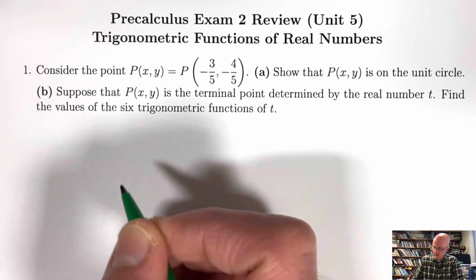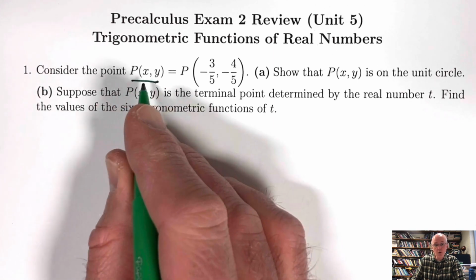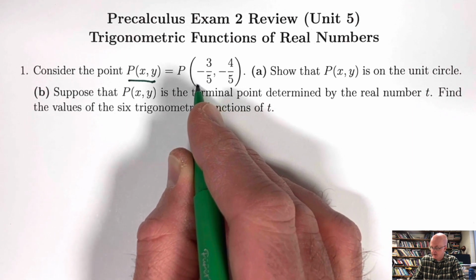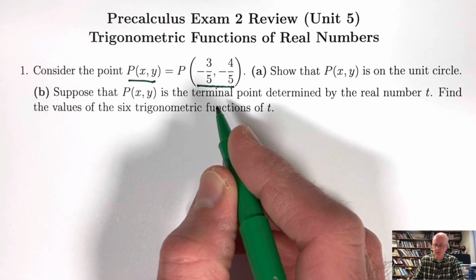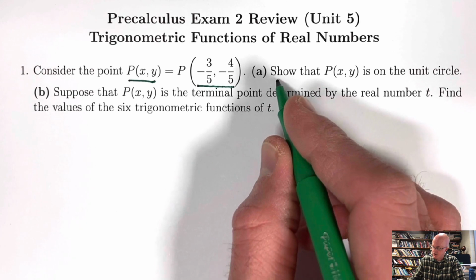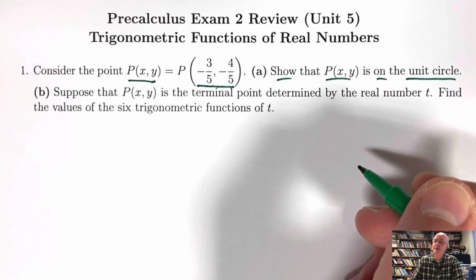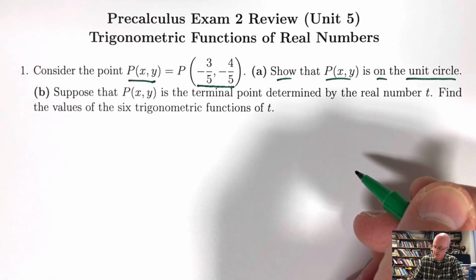Let me help you ace your Precalculus Exam 2 by solving problems from Unit 5 on trigonometric functions of real numbers. Number 1. Consider the point P whose rectangular coordinates x and y are given by these two numbers, -3/5 and -4/5. Part A says to show that this point is on the unit circle. We'll have to use the equation of the unit circle to do that.